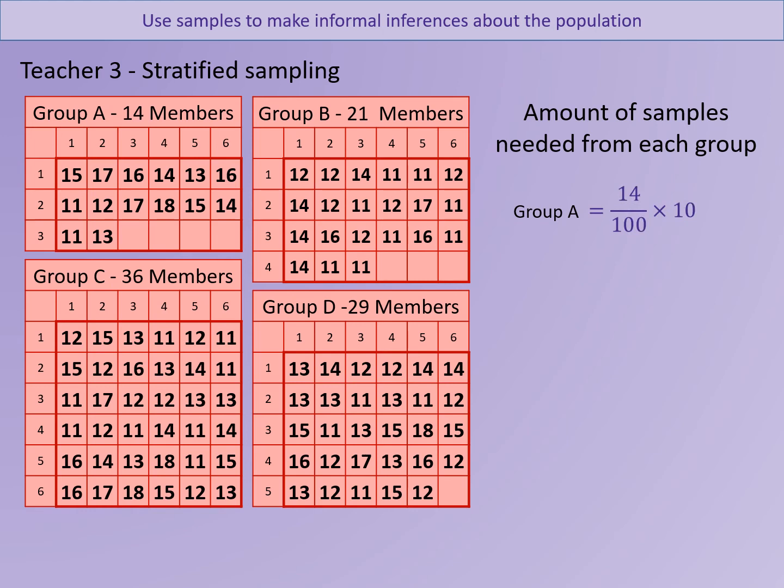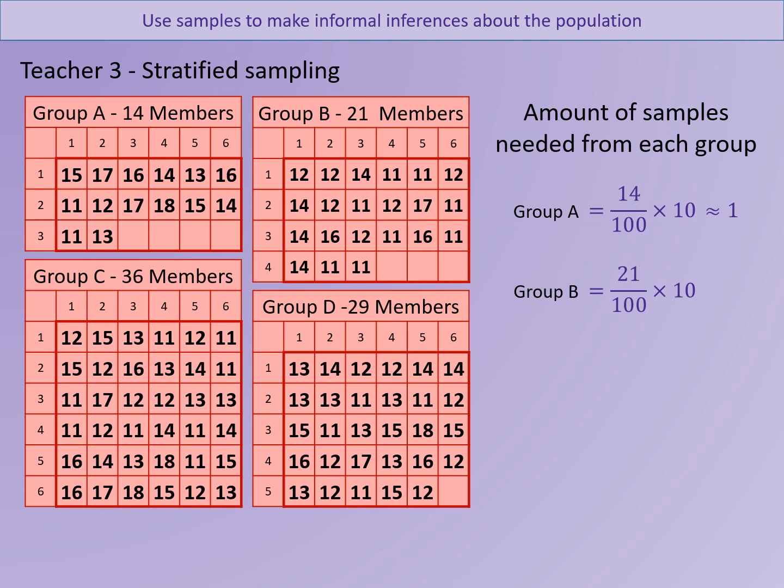So in order to work out how many we would take from group A, we take the total number of students in group A, which is 14, divide it by the total number of students, which is 100, and then multiply by 10, because 10 is the total sample size that we want to take. And that works out roughly equal to 1. That's a rounded value because we need an integer in terms of the number of students that we're going to take from that group, which ends up being 1.